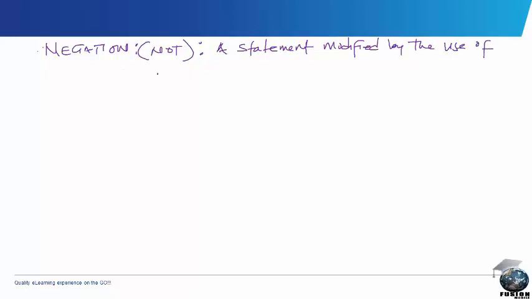A statement which is modified by the use of a word is called negation. There is a particular word that is used to denote negation, and it is called the word "not". So we say negation is a statement modified by the use of a word. Which word are we talking about? We are talking about the word "not".